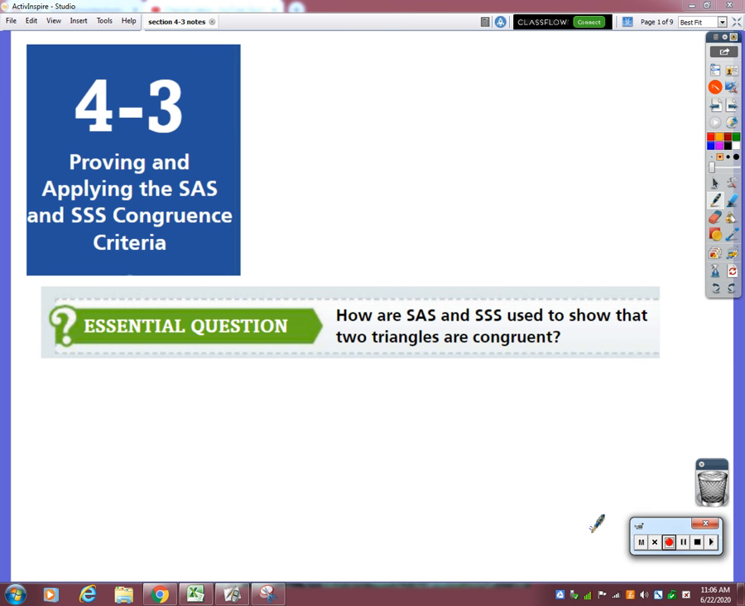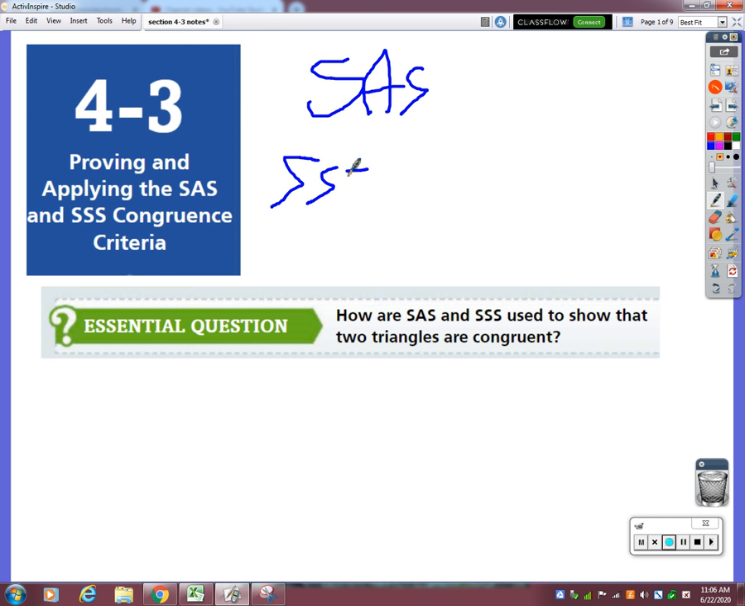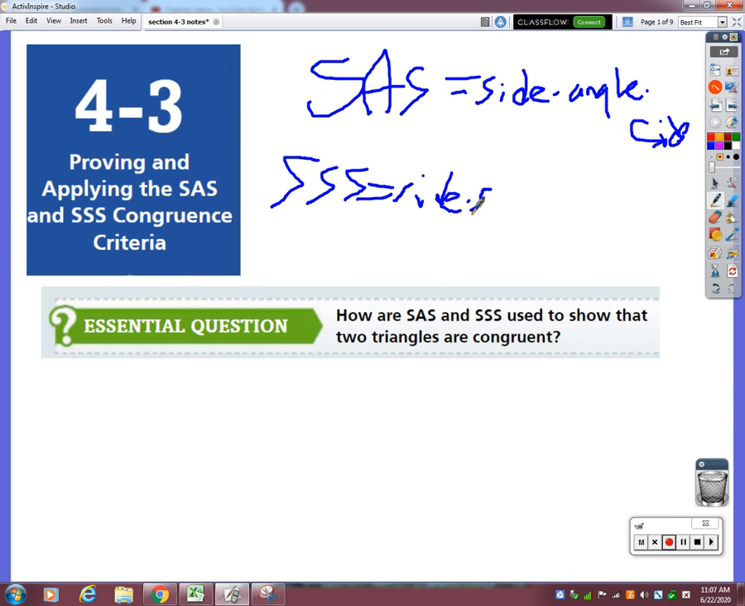Okay, so in this next section here, we move away a little bit from the algebra and think about geometry again. So we are going to prove that two triangles are congruent using SAS and SSS. SAS stands for side angle side, and that means, of course, that SSS stands for side, side, side.